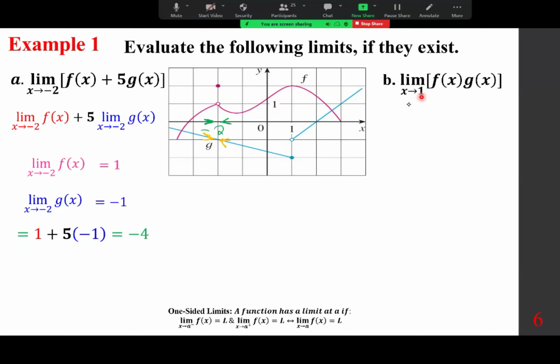Part B: the limit of f of x times g of x as x approaches 1. Again, we use the limit laws to cut this into 2 pieces. The limit of f of x as x approaches 1 times the limit of g of x as x approaches 1. We look at each one individually, starting with the limit of f of x as x approaches 1. So here's number 1 on the x-axis. From the left side, we are coming this way along the curve. From the right side, we're coming this way. And in both cases, we are moving towards this point, which has a y coordinate positive 2.